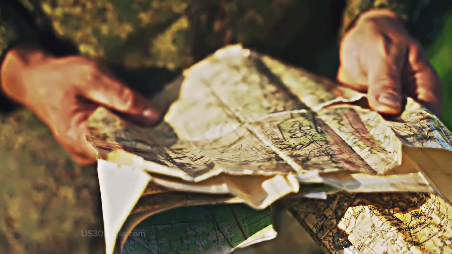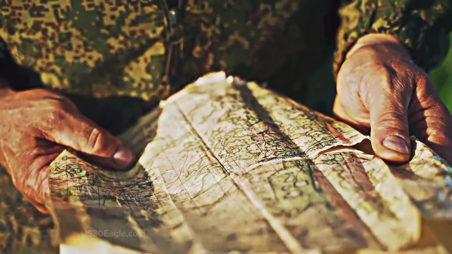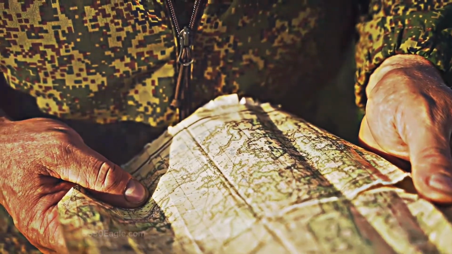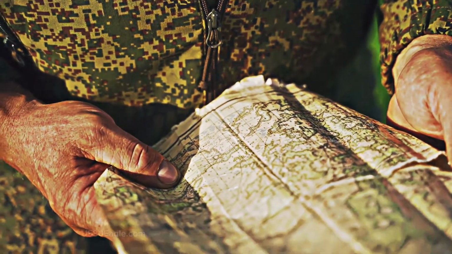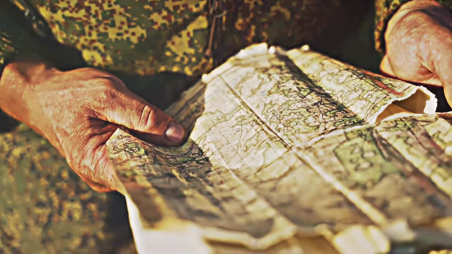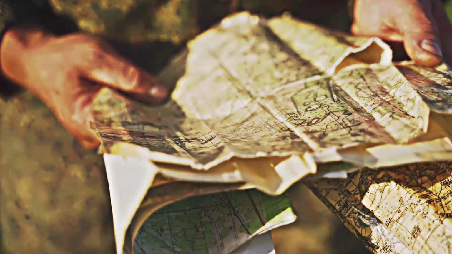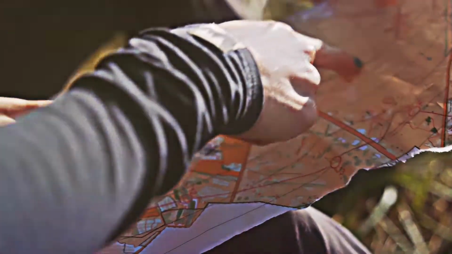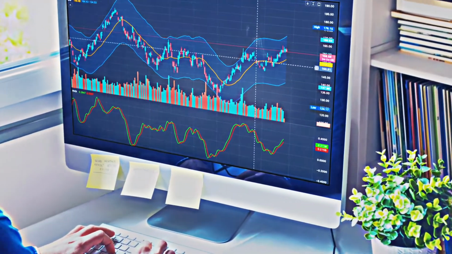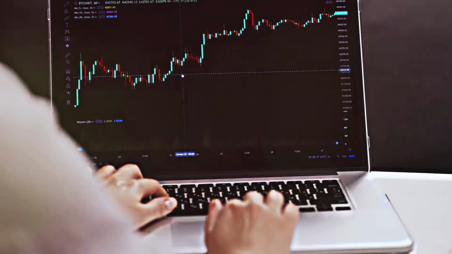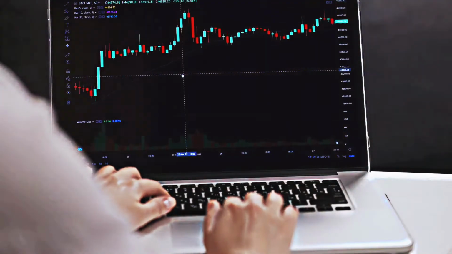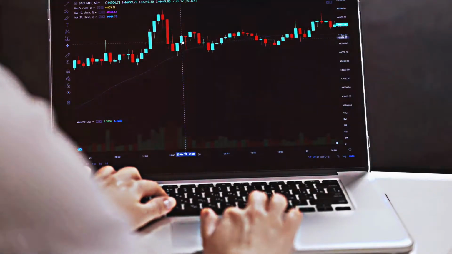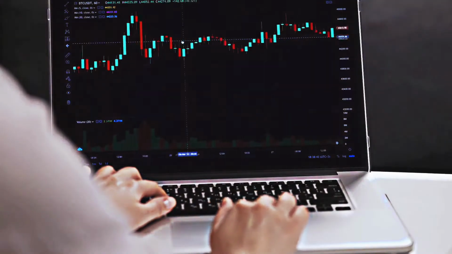Why are these concepts crucial, you ask? Well, they provide valuable insight into the psychology of the market. They show you where the tug of war between buyers and sellers is most intense. And they serve as a map, guiding you to potential entry and exit points for your trades. For instance, a trader might buy at support, betting that the price will bounce back up, or they might sell at resistance, wagering that the price will retreat from that level.